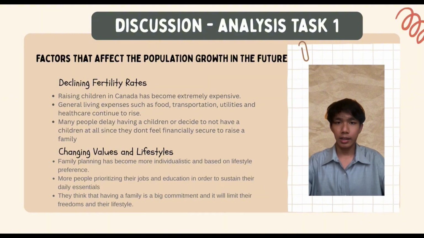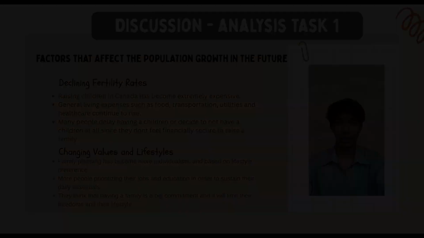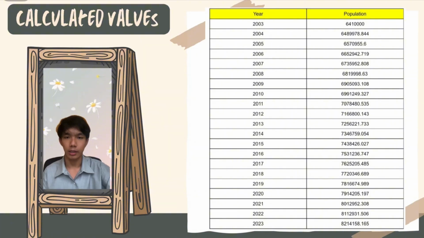The second one is changing values and lifestyle. Many people nowadays tend to prioritize their jobs and education in order to sustain themselves. Most of them agree that having a family is a big commitment and it will limit their freedom and lifestyle. Therefore, family planning has become more individualistic and based on lifestyle preferences. These are the calculated values that we got from the previous equation that we have made.